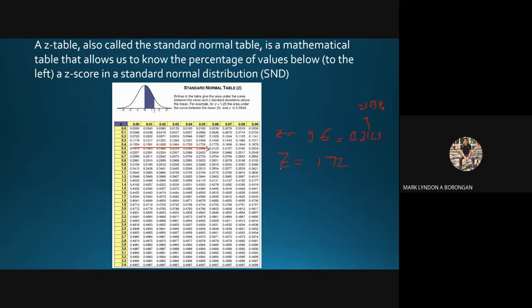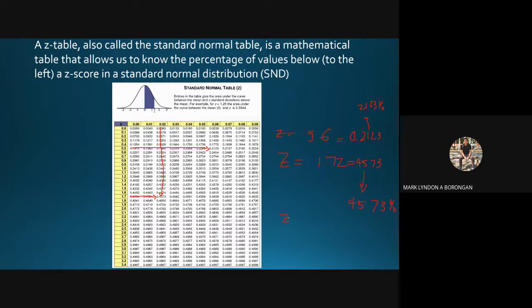Next. Who else? Miss Sandalo. For 1.72, sir, 0.4564. No, 0.4573, sir. Very good. That is based on the table, 45.73. In percent form, 45.73%. Very good, Miss. Thank you.